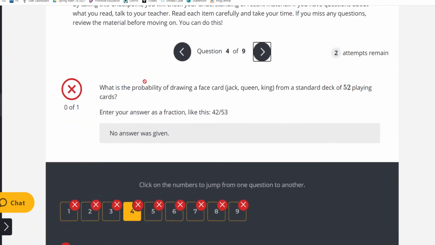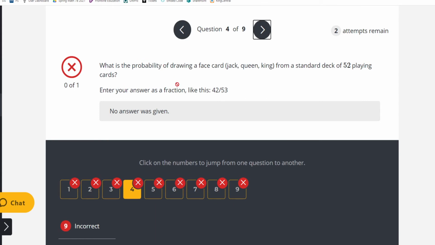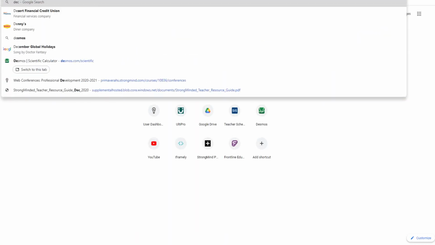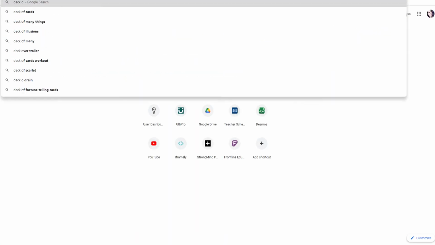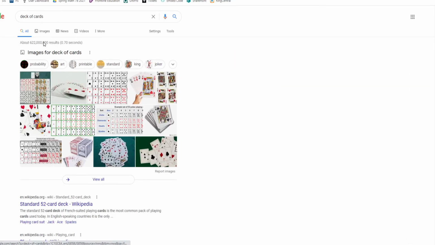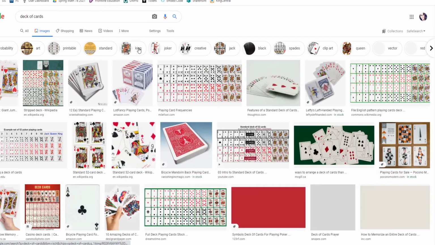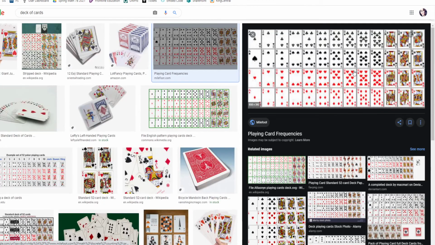All right. Our next question says, what is the probability of drawing a face card, Jack, Queen, or King, from a standard deck of 52 playing cards? So for this one, you need to know what a standard deck of cards looks like. If you don't know, go to Google and type in deck of cards and go to images. This right here is a great image to reference if you're not sure.